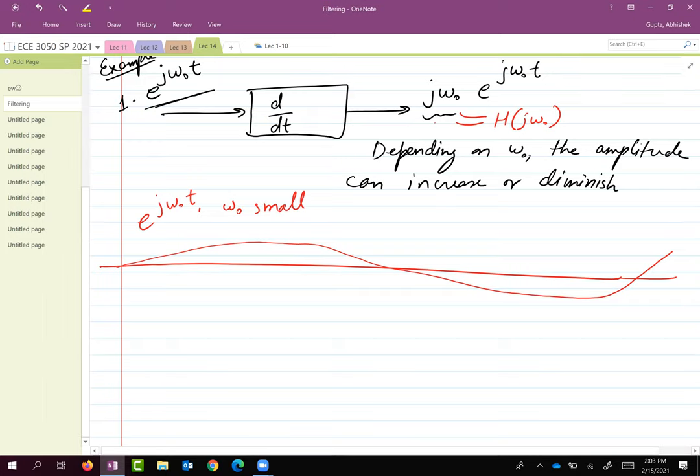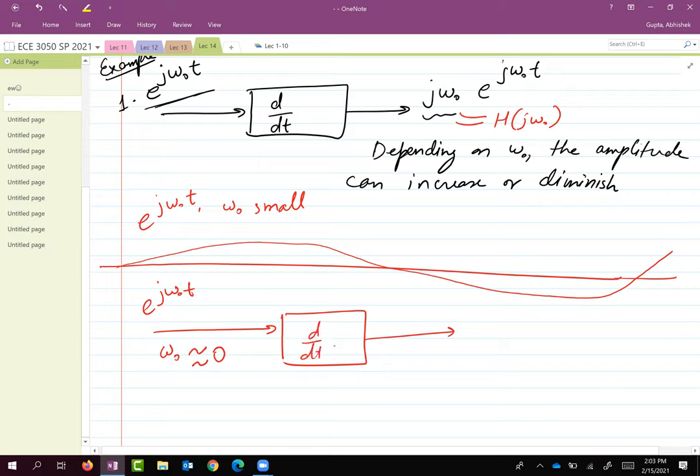So what happens to the output when omega naught is small? Let me write omega naught almost equal to zero. What is the output? The output is almost negligible. A signal which has negligible amplitude, because remember this omega naught gets multiplied to the amplitude of the input signal. So the output is almost negligible.